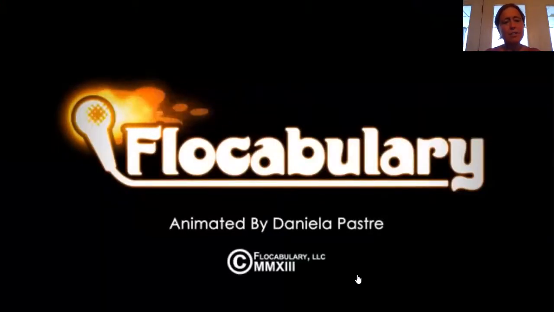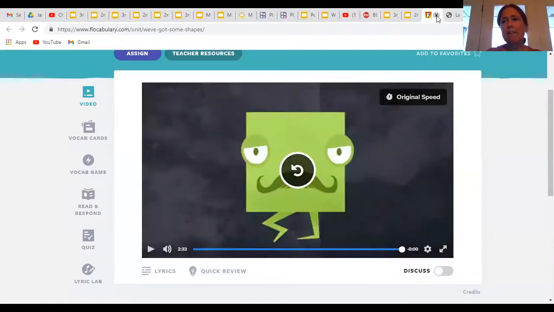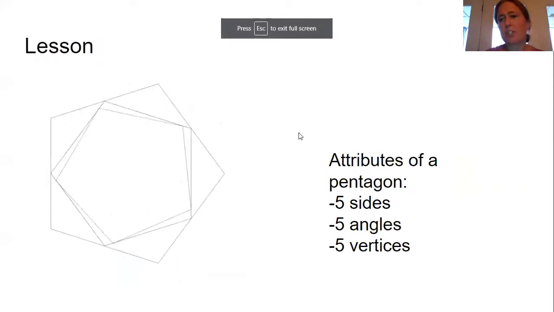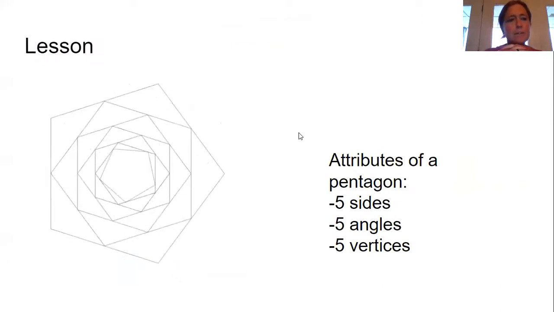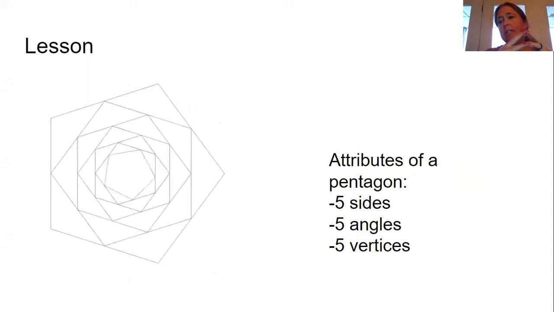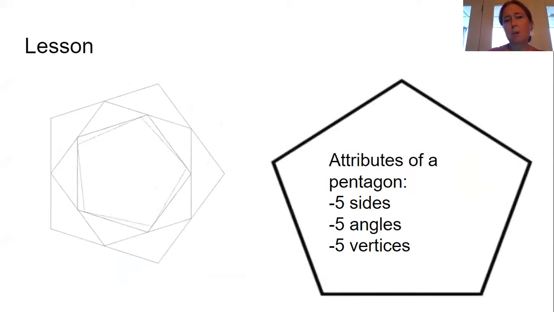All right, so that's just a little bit of a reminder on geometry. Today, we are going to be looking at some different shapes and their attributes. So the one that we're working on now is the pentagon. And a pentagon's attributes are, it must have 5 sides, it must have 5 angles, and it must have 5 vertices. So this is what one looks like.